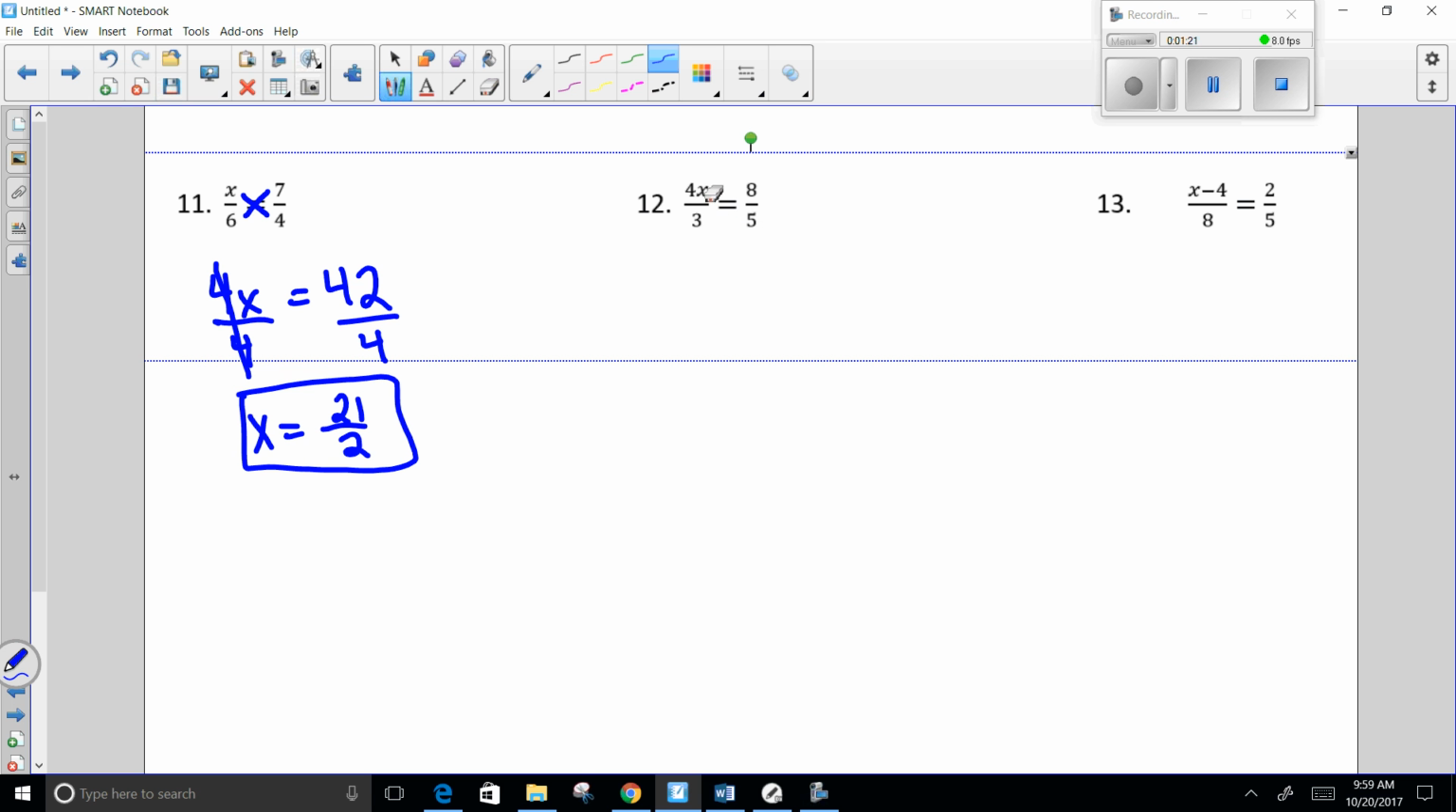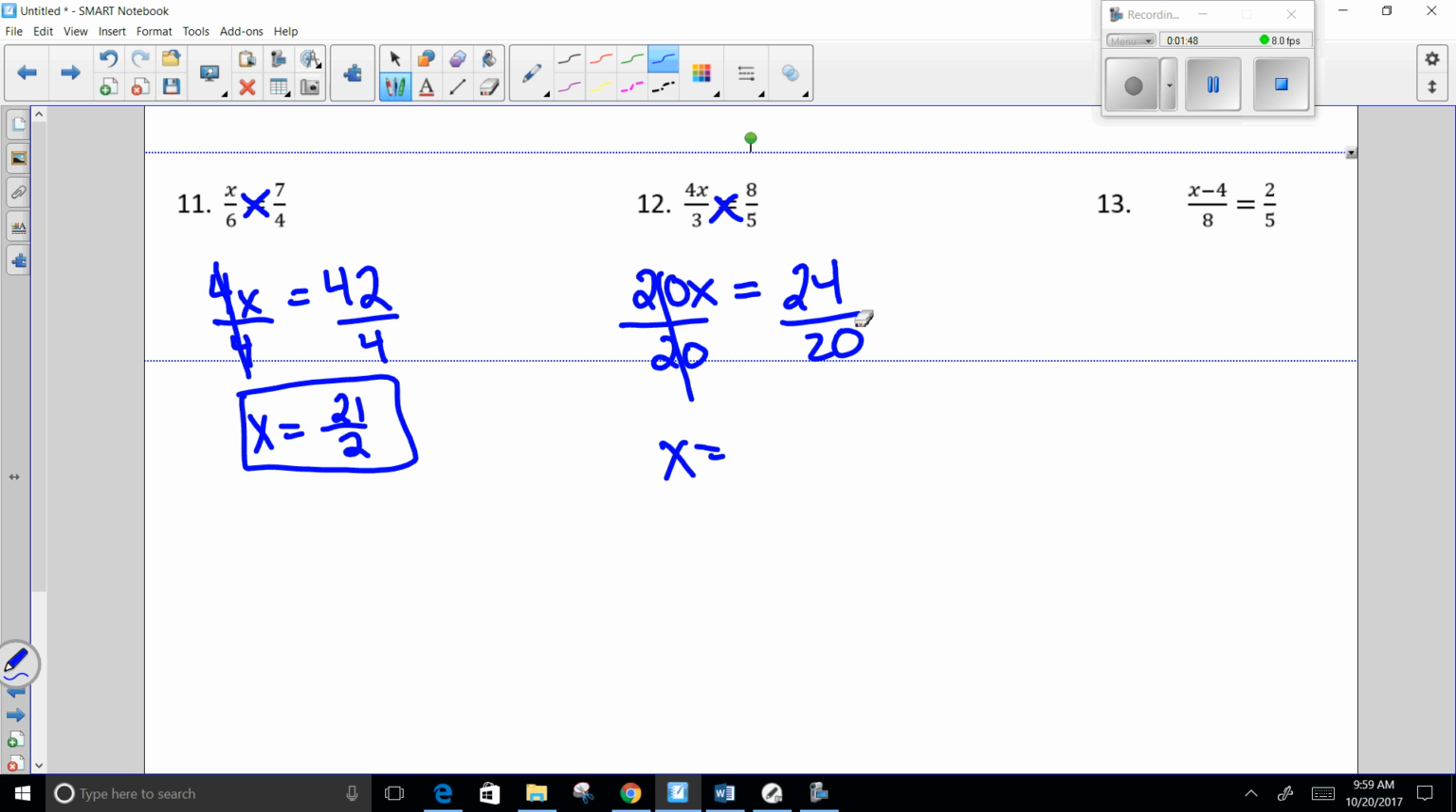Number 12, it's a proportion. One fraction equal to another fraction. Cross multiply. So you do 5 times 4 and you get 20 times x, which is 20x. You set that equal to the other cross multiplication piece, which is 24. Now you have multiplication, so you divide by 20 and you get x equals, because the 20s cancel out, 24 divided by 20. That's a fraction.